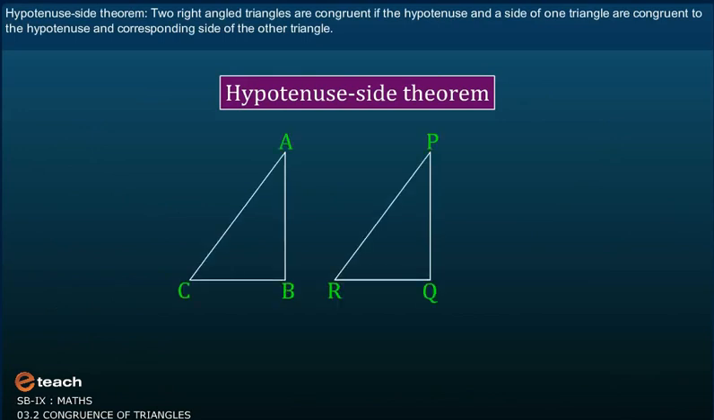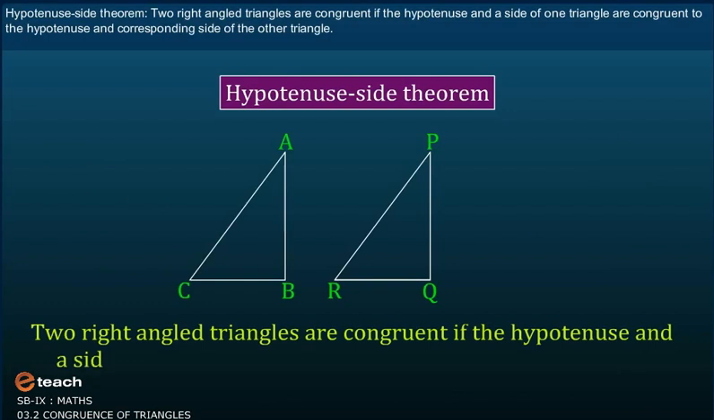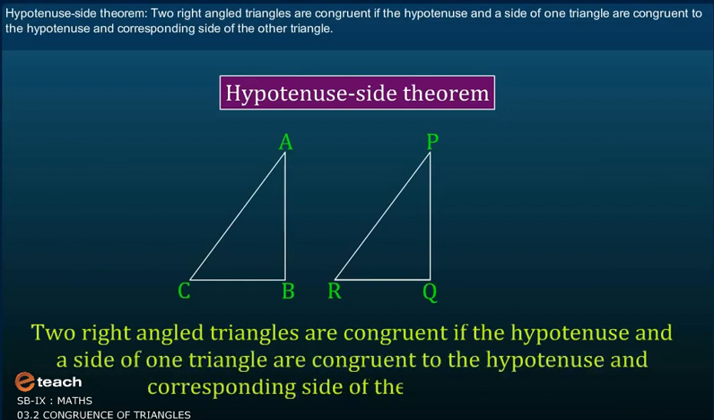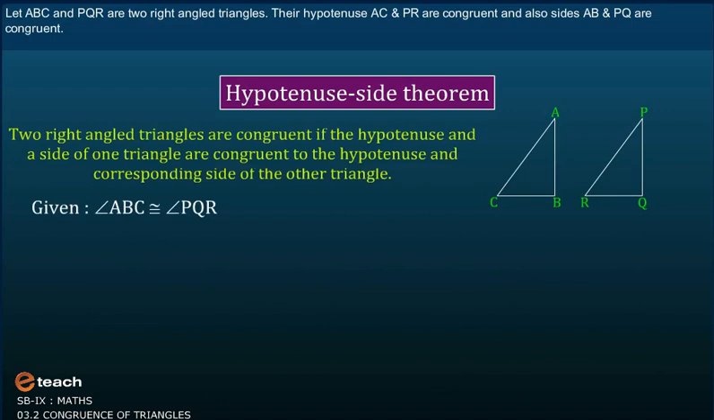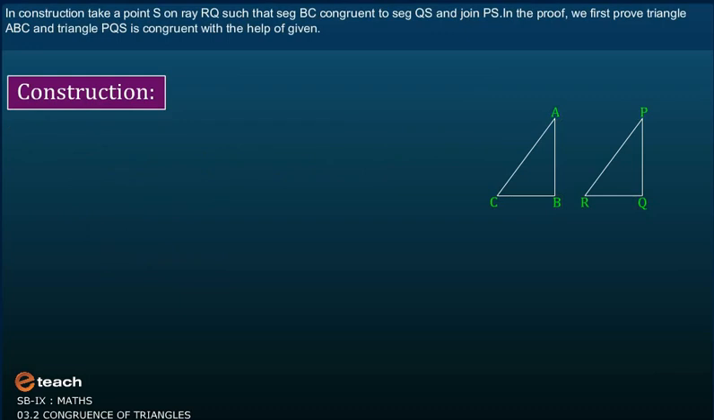Hypotenuse-side theorem. Two right-angle triangles are congruent if the hypotenuse and a side of one triangle are congruent to the hypotenuse and corresponding side of the other triangle. Let ABC and PQR be two right-angle triangles. Their hypotenuse AC and PR are congruent and also sides AB and PQ are congruent. In construction, take a point S on ray RQ such that segment BC is congruent to segment QS and join PS.